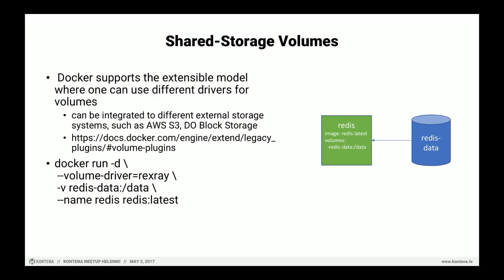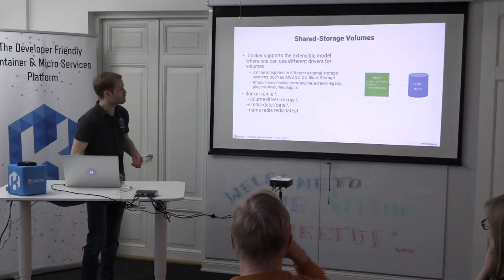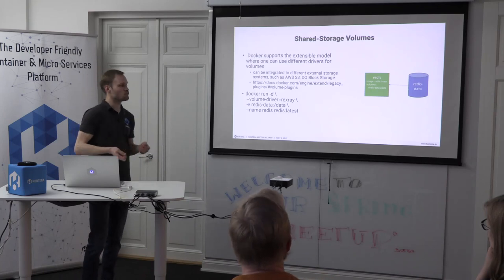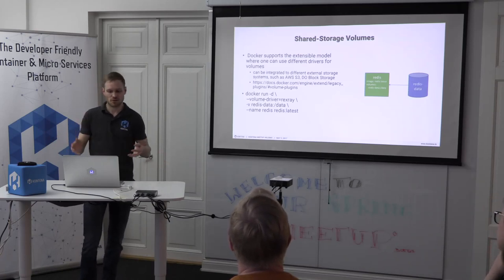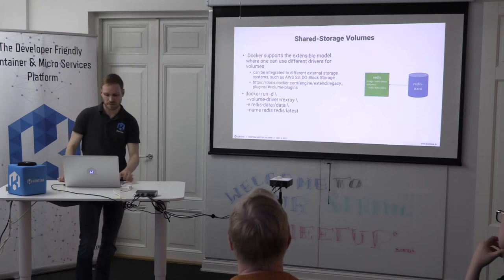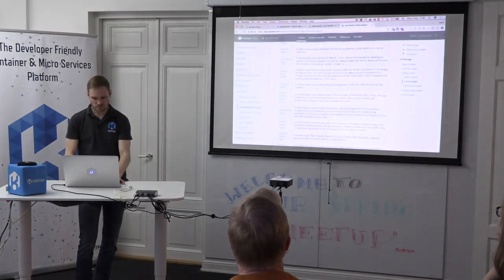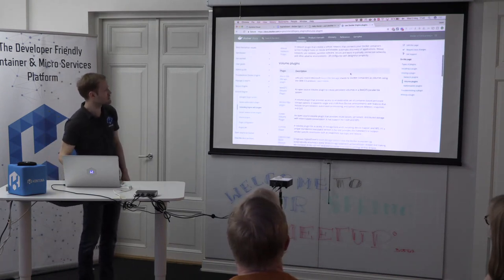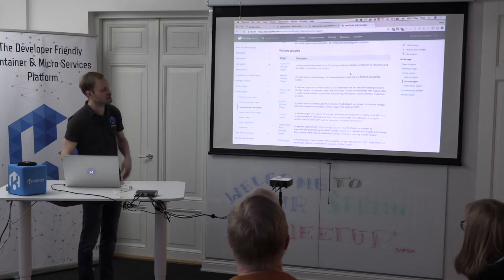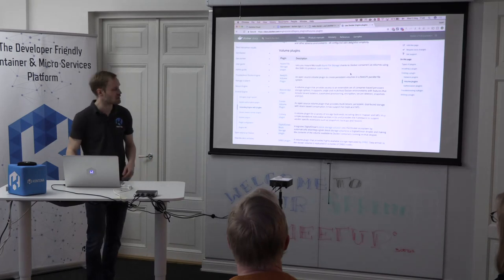And what is cool is that Docker supports nowadays the model where you can use different drivers for volumes. The default driver is local. It will persist data to the local file system, but you can use many different volume drivers and persist the data outside of the host node, on some external storage. So here's a list of available plugins or drivers you can use. I'm not even sure are they all plugins listed here.